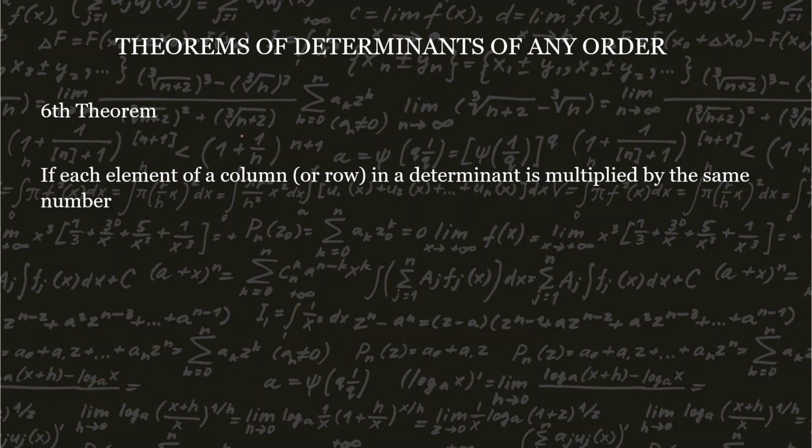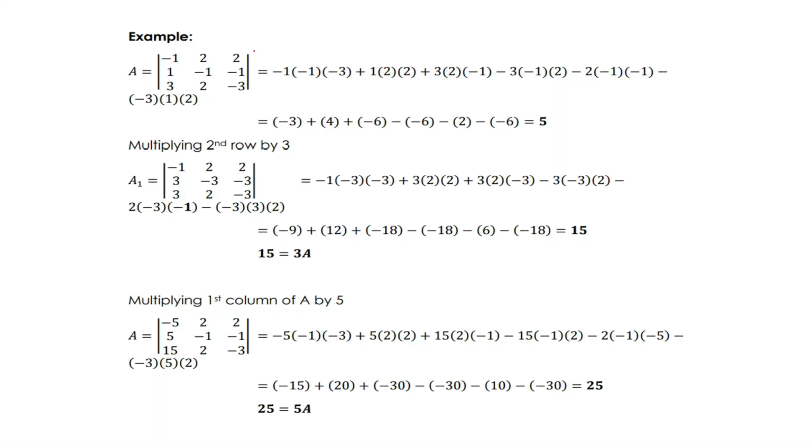For the sixth theorem, which is the last theorem, if each element of a column or row in a determinant is multiplied by the same number, the determinant is multiplied by that number. Let's try this example. For this 3 by 3 matrix, if we solve using our diagonal patterns, we will get the value of 5. Now, let's try multiplying the second row by 3. So this is the second row, and let's multiply it by 3.